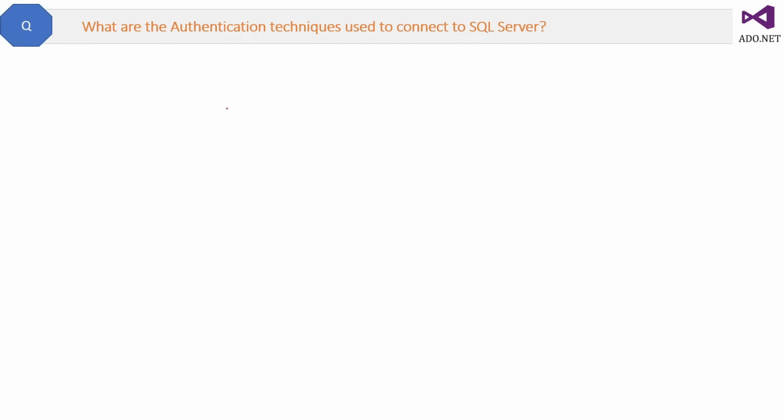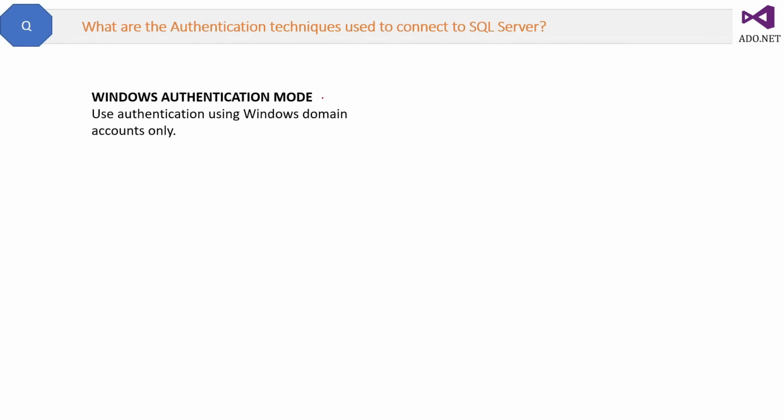What are the authentication techniques used to connect to SQL Server? First technique is Windows authentication mode. You can apply these techniques in the web.config file, whichever technique you want to use. Now the first is Windows authentication mode. Here the Windows account, the credentials you are using to enter your operating system like Windows 10, the same account will be used for your authentication. That is Windows authentication mode.